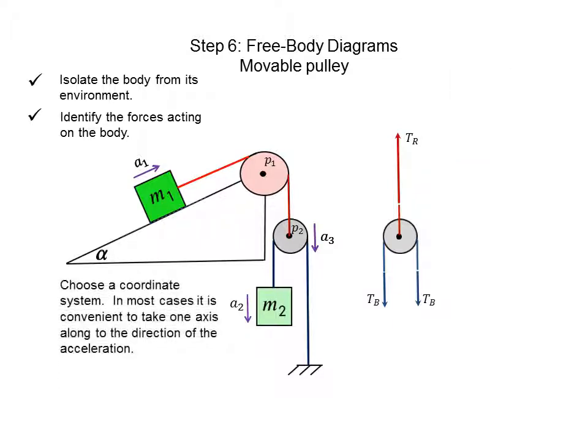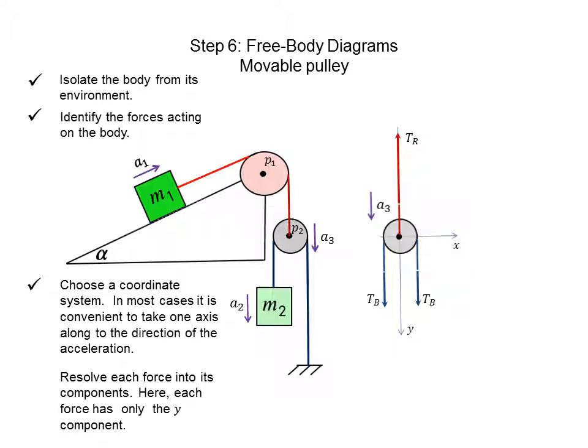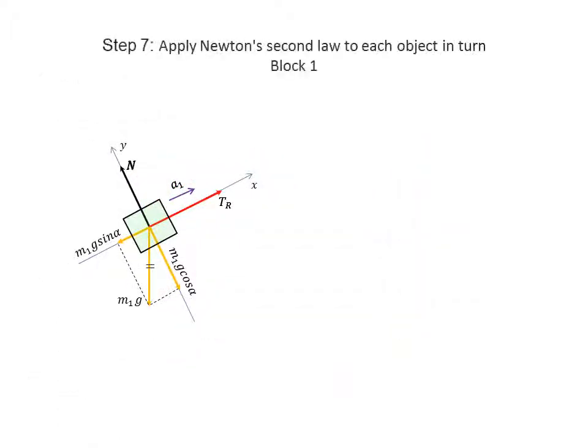Choose a coordinate system. In most cases it is convenient to take one axis along the direction of the acceleration. Resolve each force into its components. Here, each force has only y component. Step 7. Apply Newton's second law to each object in turn.